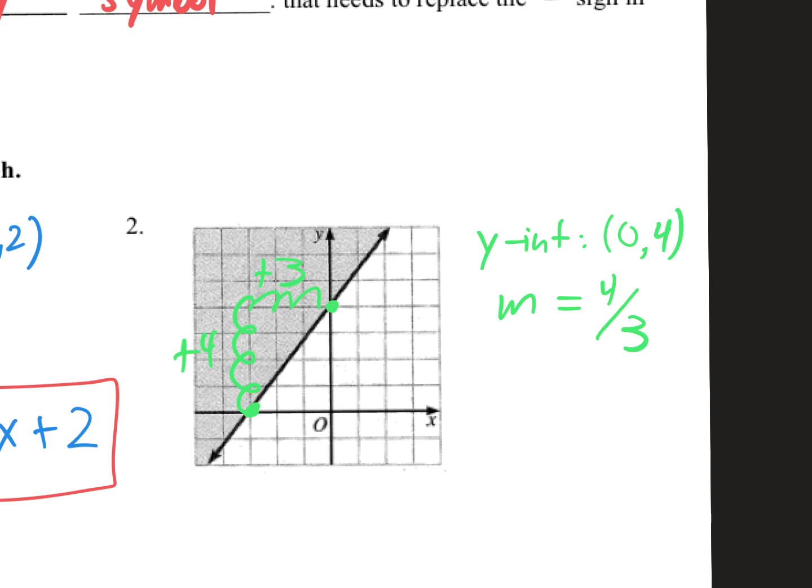Okay, now go ahead, pause the video and see if you can write the inequality. Once you think you have it, unpause and see if it matches up with mine.